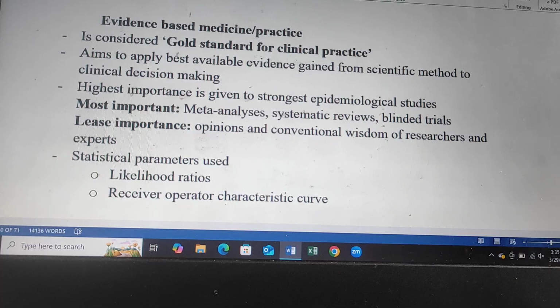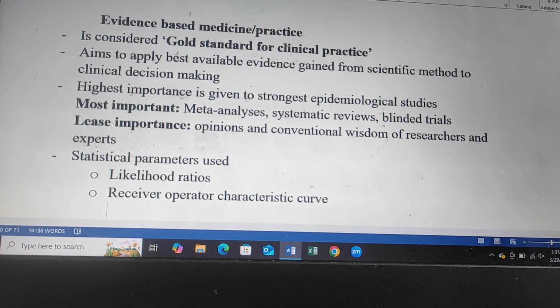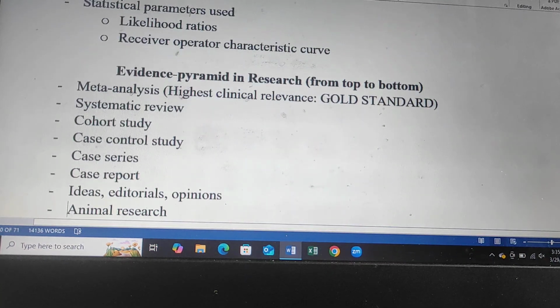Highest importance is given to strongest epidemiological study, most important meta-analysis, systematic review, blinded trial. Least importance भनेको opinion and conventional wisdom of researcher and expert. Statistical parameter used: likelihood ratio, receiver operator characteristic curve.